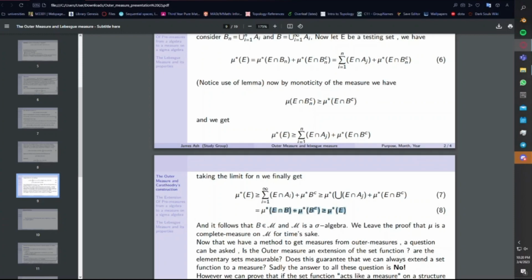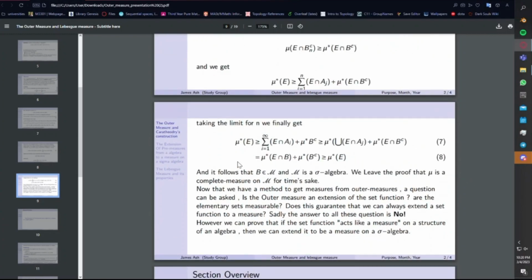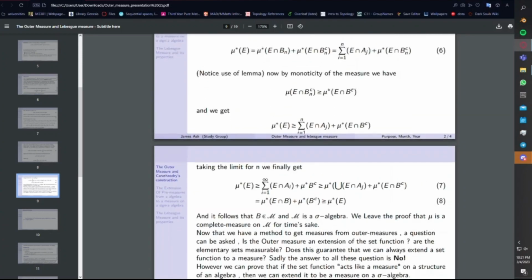We proved that mu star of E is equal to mu star of E intersection B plus mu star of E intersection B complement. Sorry about the text mistakes here. And we proved that M is a sigma algebra basically. And the proof that mu is a measure is much less complicated.